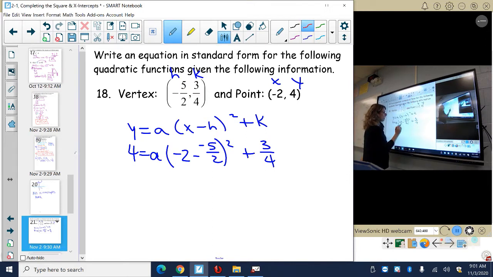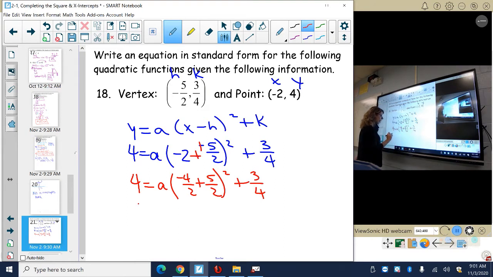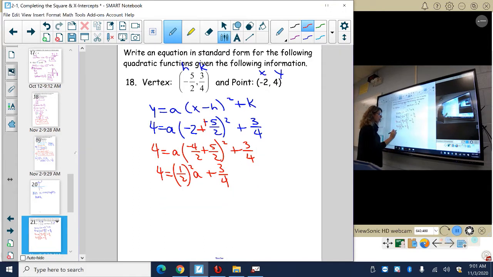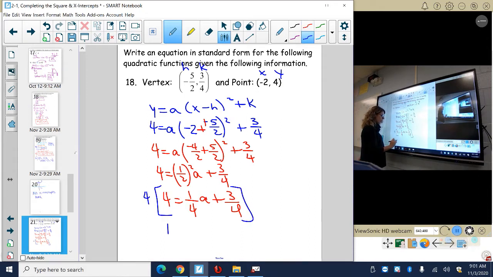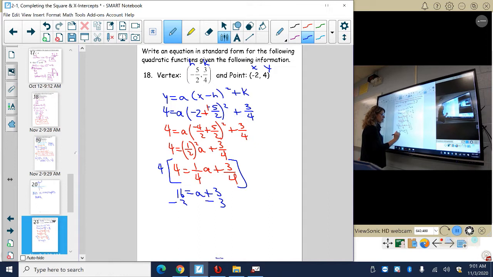A double negative creates a positive. And you can plug this into your calculator, but I'm going to make this -4/2 because my brain can do that. And that's going to give me a 1/2 squared times a plus 3/4. 1/2 squared is going to be 1 squared is 1, 2 squared is 4. Then I'm going to go ahead and multiply the entire equation by 4. So 16 is equal to a plus 3. My 4's cancel out. Subtract the 3, and I have 13 is equal to a.